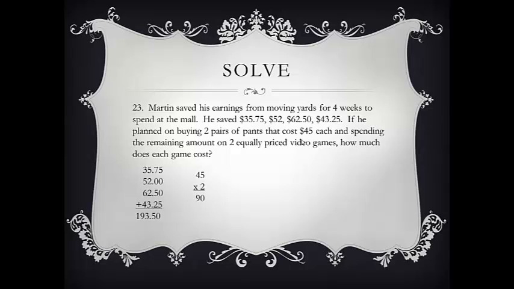And since he spent 90 of the $193.50, I need to subtract those 2 numbers so I see what he has left. Again, lining up decimals when subtracting, bring it straight down, I get $103.50. The final thing to do is to take that and divide it by 2 because he's going to buy 2 equally priced video games to find out how much each game costs. So when I divide $103.50 by 2, I get $51.75, and that's how much each game costs.